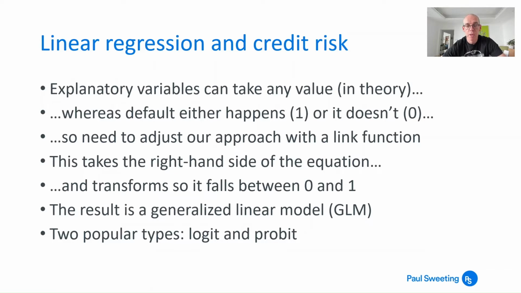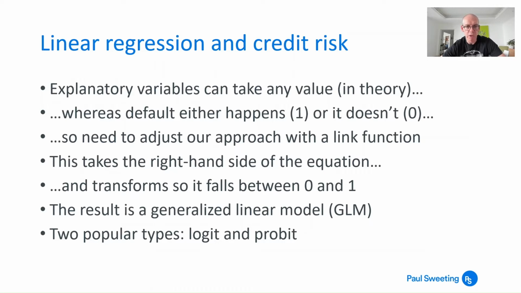Now, the way that you deal with this is you have a link function. So the right-hand side of the equation stays the same. It's still a bunch of explanatory variables which are weighted by the coefficients that you use. But when you get to the sum of that, you apply a transform so that the result falls between 0 and 1. And this gives you a generalized linear model.